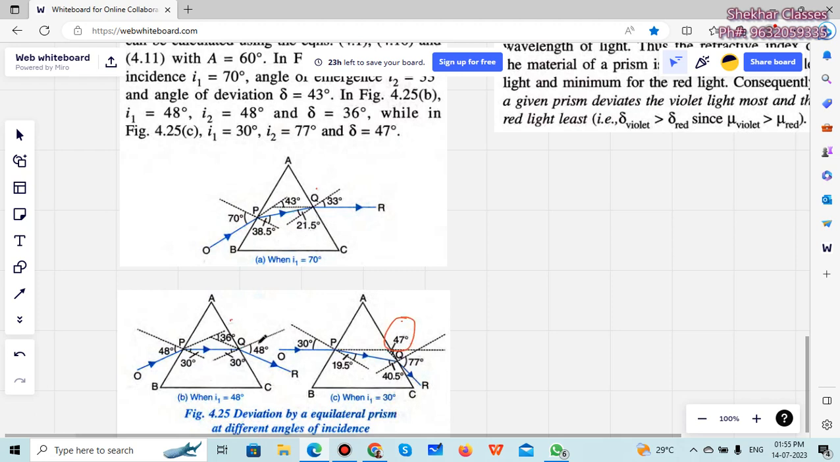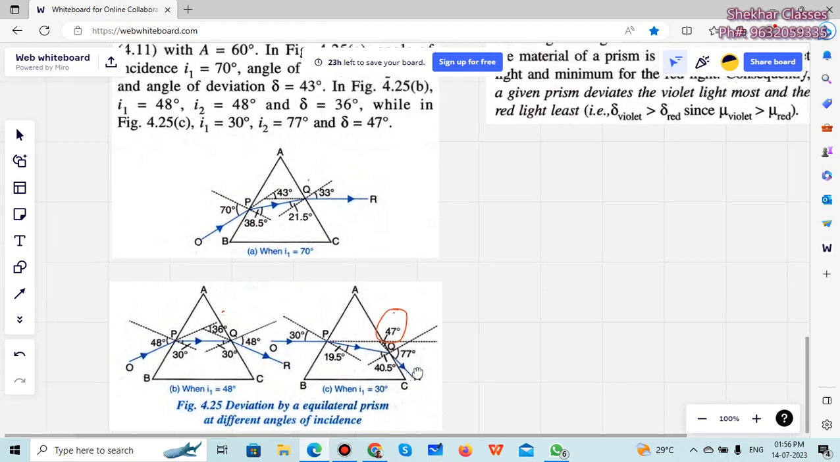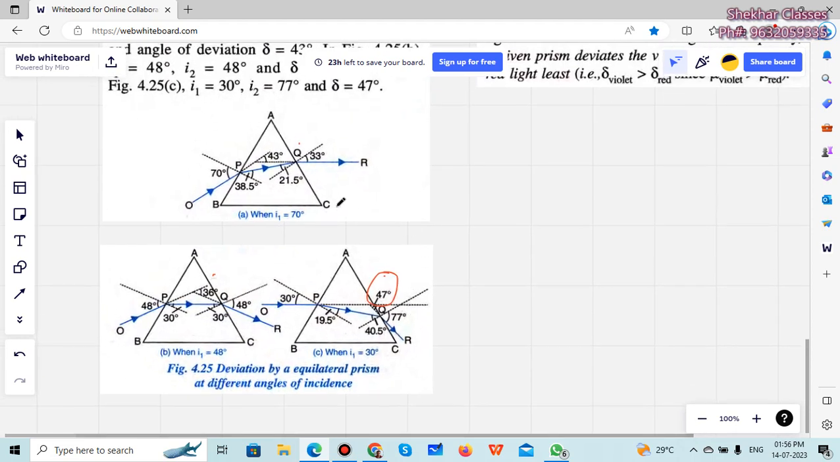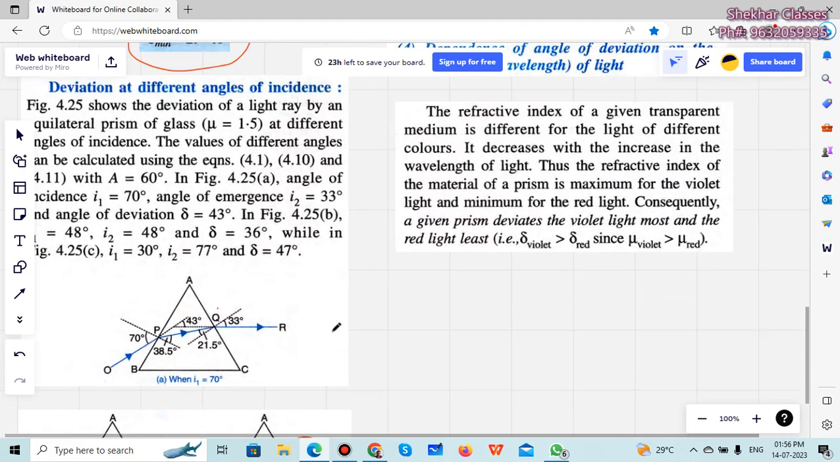You can see 47 is more than 36 and 43. So the angle of deviation is more in this case. This is what they are showing in the figure, and they have explained what happens. And you can see if both these angles are 30 degrees, then it's a line parallel to the base. Clear? Now coming to the next point.